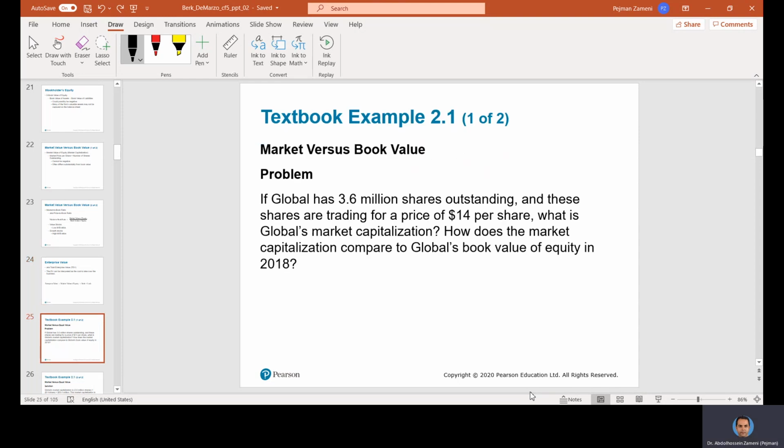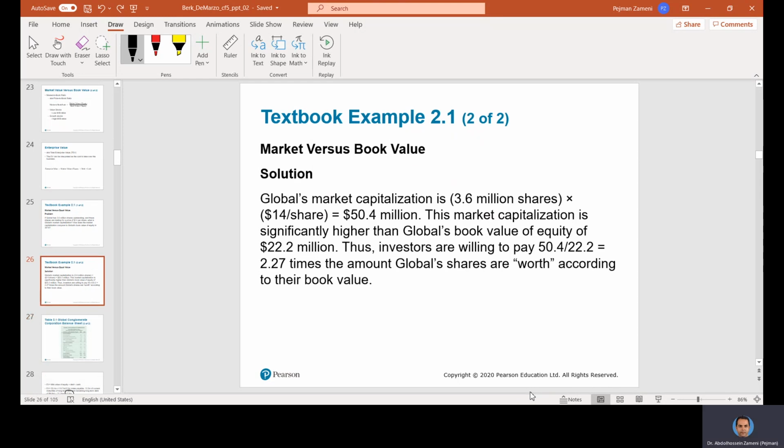Here's an example. If Global has 3.6 million shares outstanding, and these shares are trading for a price of $14 per share, what is Global's market capitalization? How does the market capitalization compare to Global's book value of equity in 2018? Global's market capitalization is 3.6 million shares multiplied by $14, which is $50.4 million. This market capitalization is significantly higher than Global's book value of equity of $20.2 million. Thus, investors are willing to pay 50.4 divided by 20.2, the book value, equal to 2.5 times the amount Global shares are worth according to their book value.